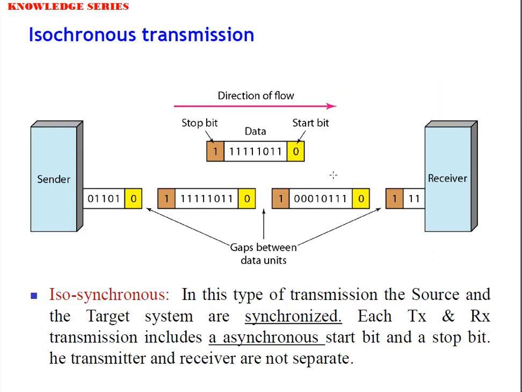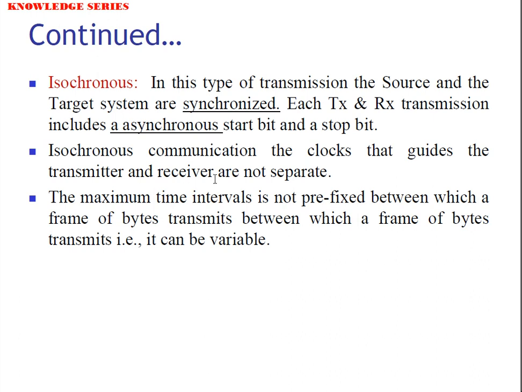Because this particular frame consists of the asynchronous bits, that is 10 bits. Each set of 10 bits is properly synchronized. That's why the sender and the receiver clock should be properly synchronized for communication to take place. The maximum time interval between which a frame of bytes is transmitted is not prefixed, that is, it can be variable.